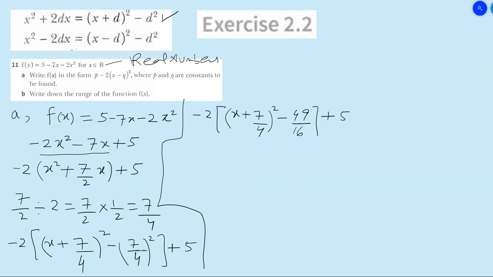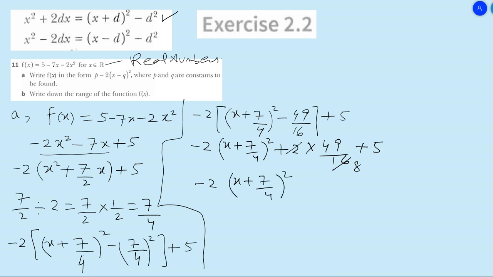Now minus 2 multiplied by the whole bracket is minus 2 into (x plus 7 upon 4) squared. Minus minus plus, 2 multiplied by 49 upon 16, and this plus 5 remains plus 5. We can cancel this 2 by 16, 2 eights are 16. Minus 2 (x plus 7 upon 4) whole squared plus 49 upon 8 plus 5. The denominator of this 5 is nothing but 1. Now, by using a calculator, you can find the answer. 8 fives are 40, and 40 plus 49 is 89 upon 8.